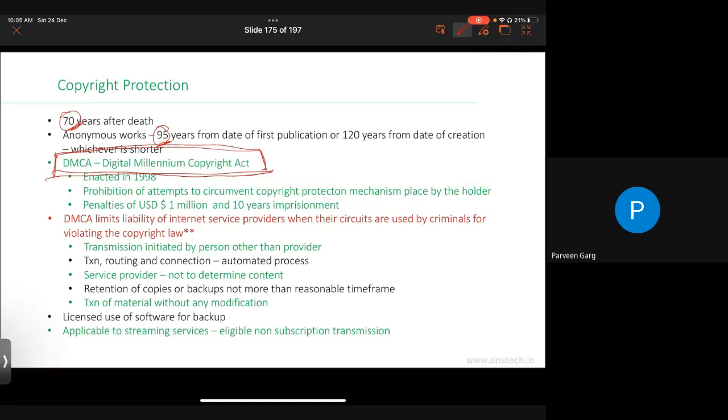The rest is information which is there for you to know. Enacted in 98, it gives you USD 1 million, 10 years. Also important is that it limits the liability of internet service providers.